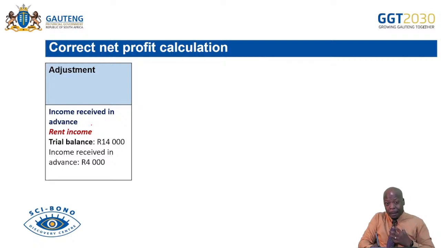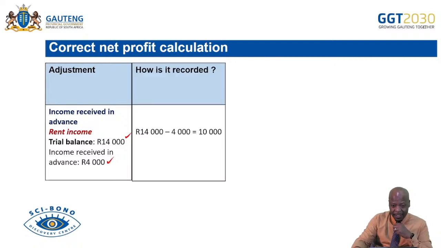When we receive income for the next financial period, for example, if it's rent income, we're supposed to receive for 12 months, but then we receive for 13 months. The 1 month becomes income received in advance. So rent income, on our trial balance, we have 14,000, and we are told that the income received in advance is 4,000. You already know that when we prepare the statement of comprehensive income, what must we do when we have income received in advance?